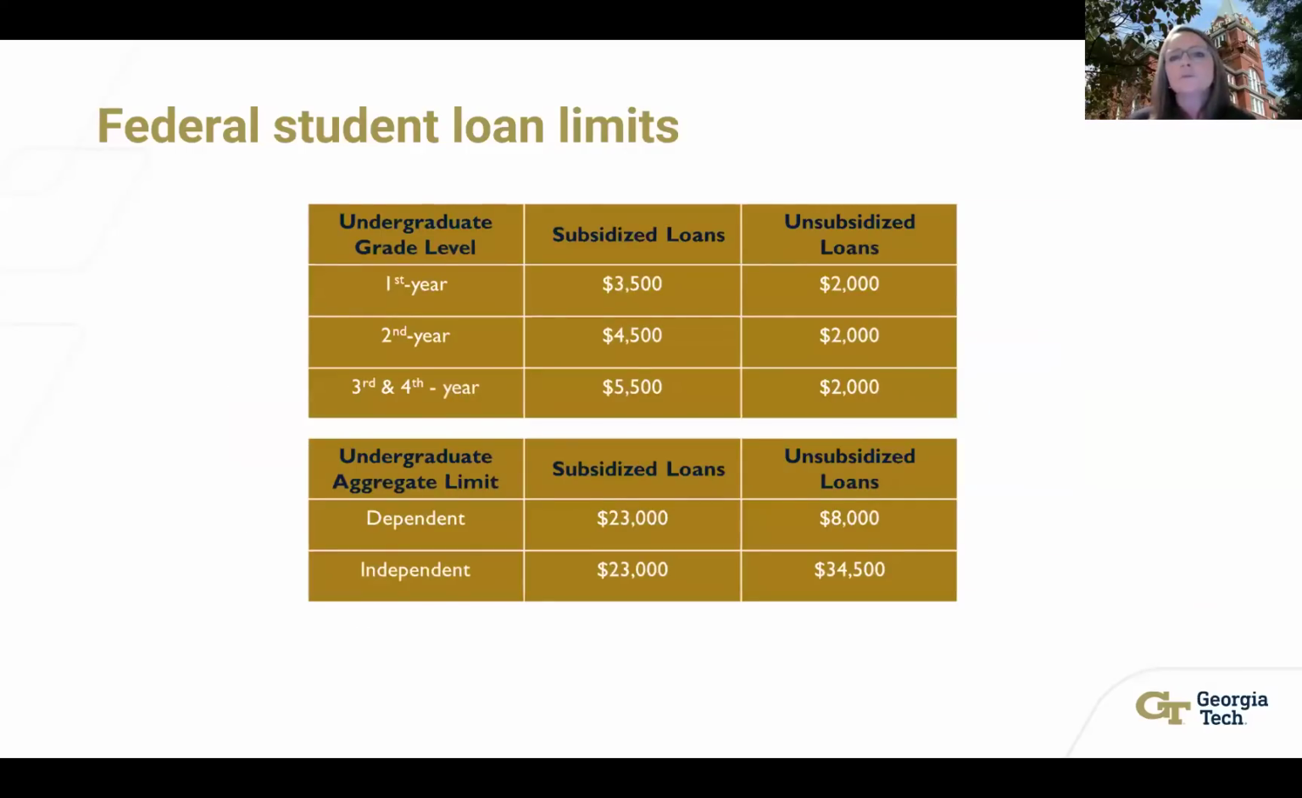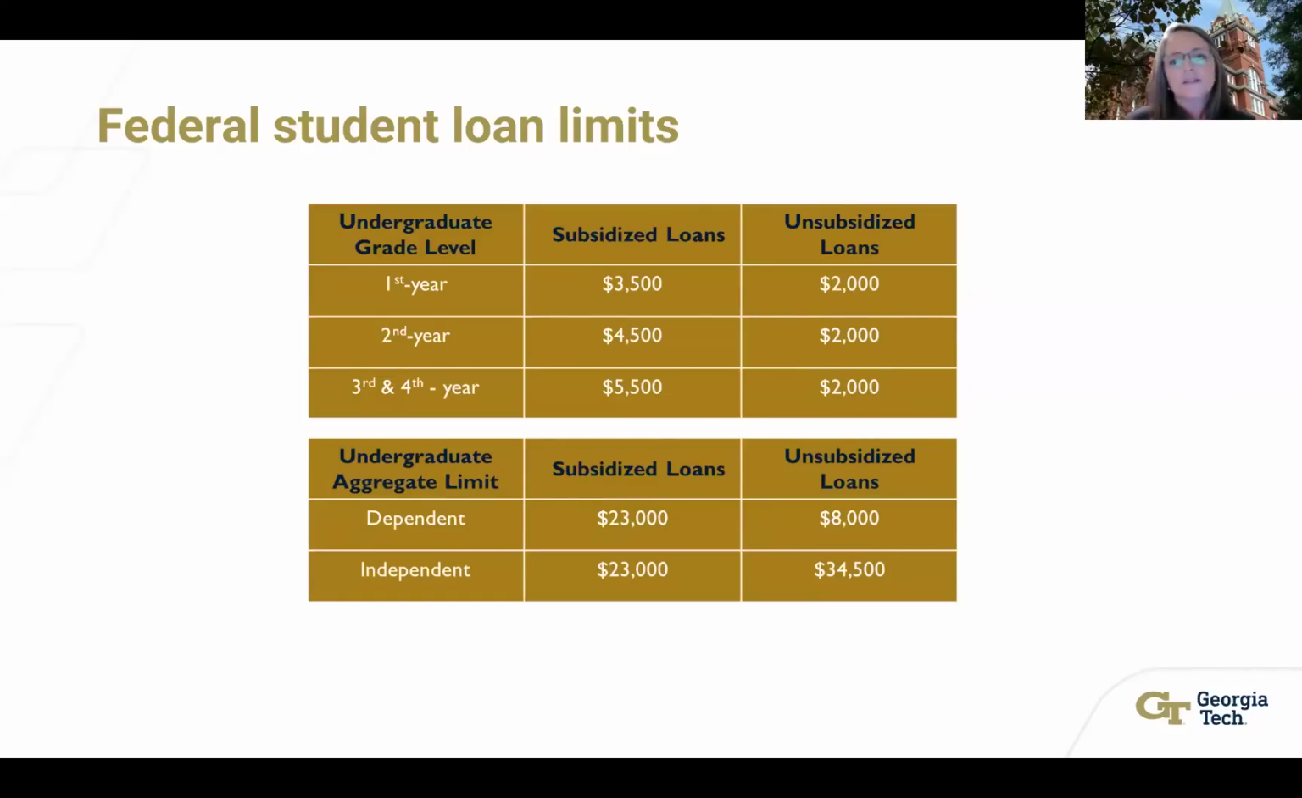In the federal student loan program, there is a limit to what you can borrow each year and also an aggregate limit, so a lifetime limit that you can borrow in the federal student loan program. So you can see on that first line, a first-year student, if you have enough financial need, can borrow up to $3,500 in a subsidized loan, and then an additional unsubsidized loan of $2,000. So the total loan eligibility for a first-year student is $5,500. It does increase by $1,000 for each year you're enrolled in school.